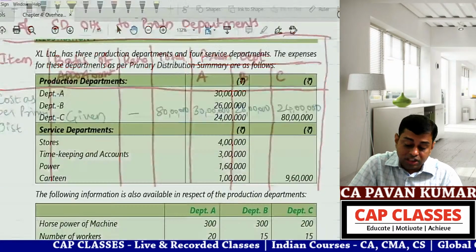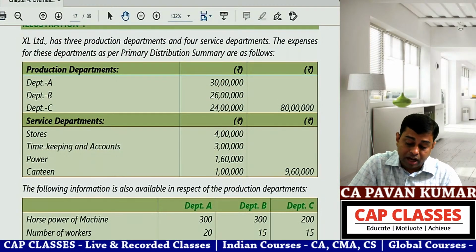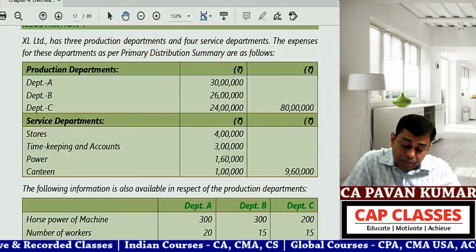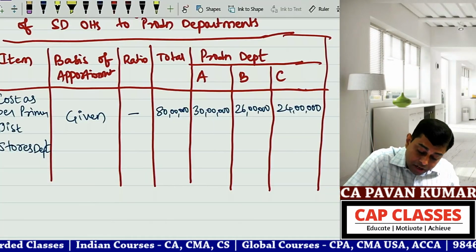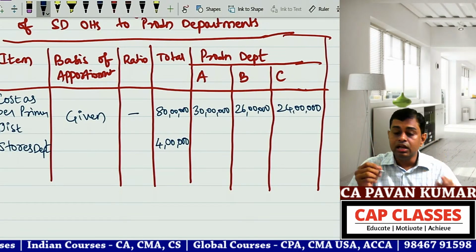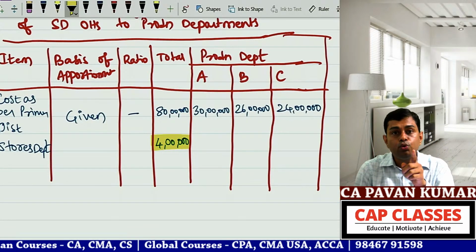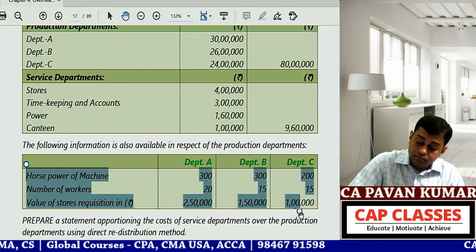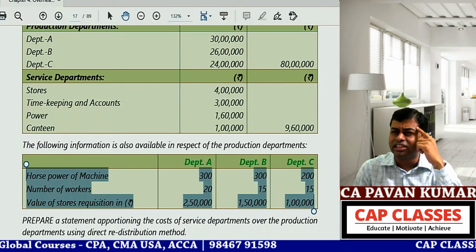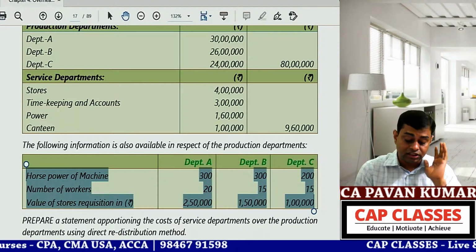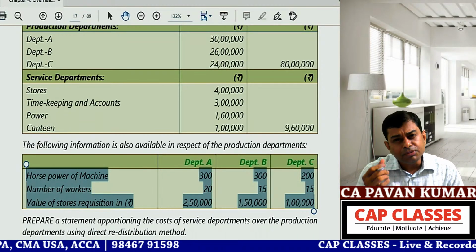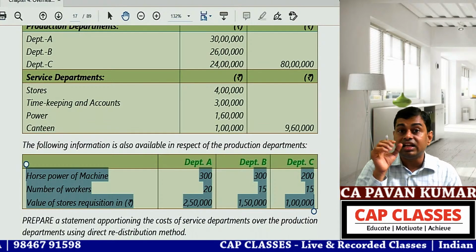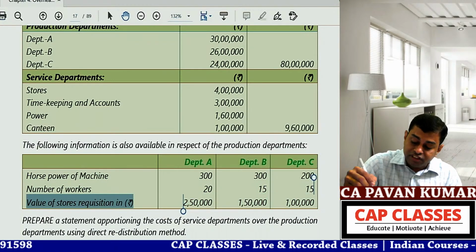Okay, now we need to consider the expenses of the service departments. Stores department. What is stores department cost? Tell me. 4 lakhs total. Now you tell me, this 4 lakh rupees is to be distributed between A, B, C in what ratio? Look at the data given. Use common sense. You don't need to be a genius. Stores department expenses. Shall I distribute in horsepower of machine? No. Shall I distribute in number of workers? No. Shall I distribute in value of stores requisition? Yes. Now you tell me what is the ratio of these three items.